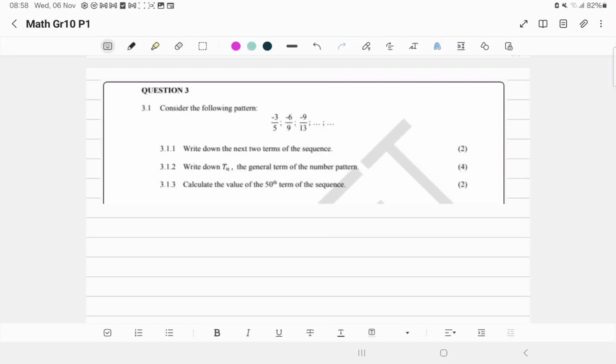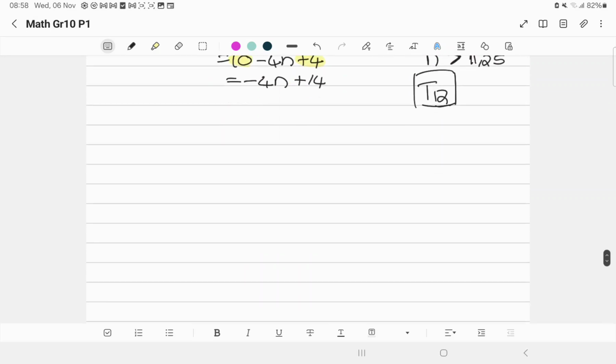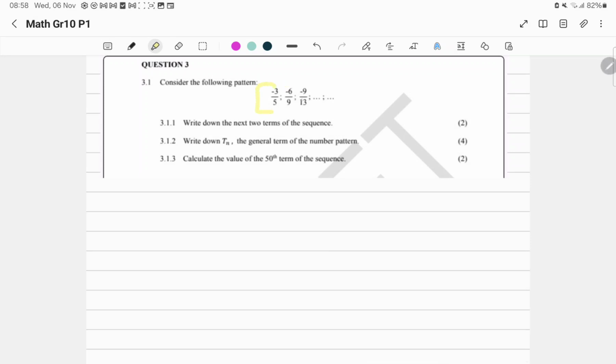So in the previous video we looked at linear patterns, just how to use the formula, how to calculate the difference and how to get the value of x. However, in this one I just really want to look at something different, which is when they give you your pattern as a fraction. So when they give you something like a fraction, they gave us minus 3 over 5, minus 6 over 9, and then minus 9 over 13.